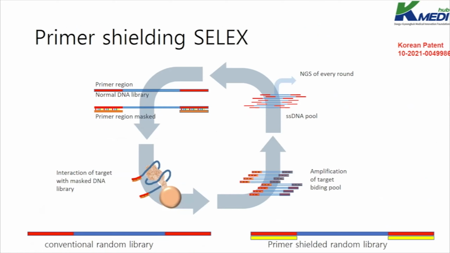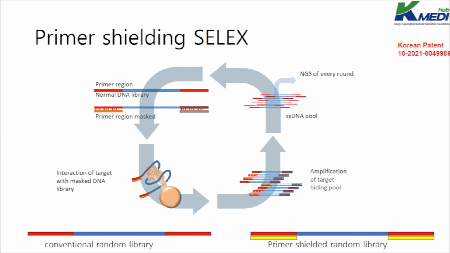I think in order to make the aptamer CRISPR system, the important part is that it should be designed the short sequence aptamer to avoid the other secondary structure with this target sequence. So to develop the short aptamer, this primer region was shielded.